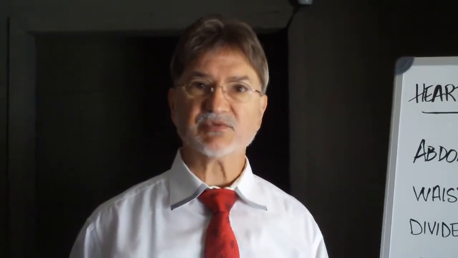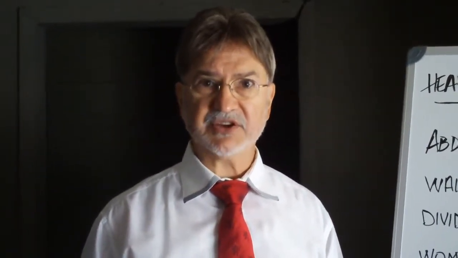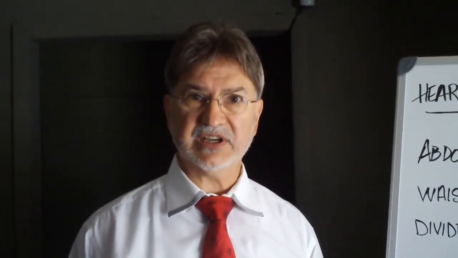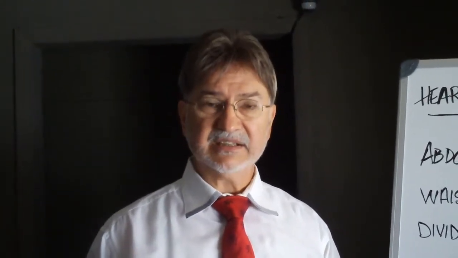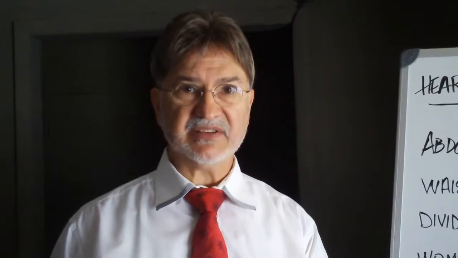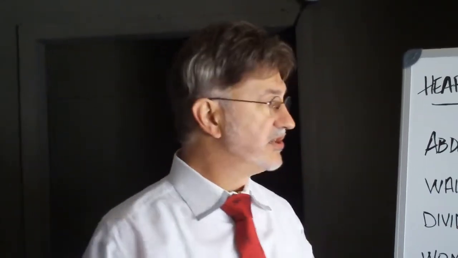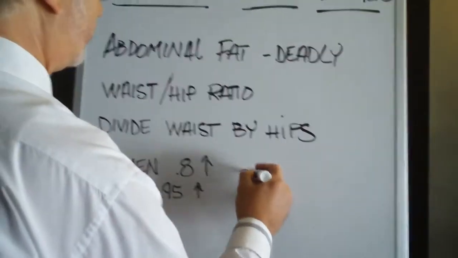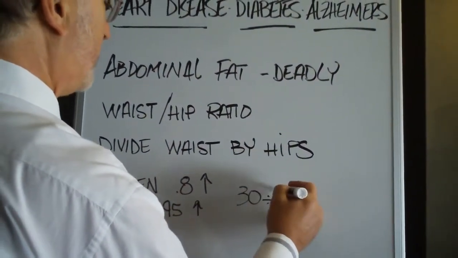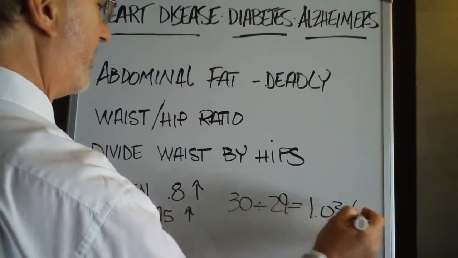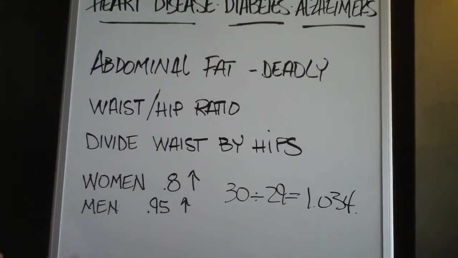Now, in order to assess this, what we do is just a simple thing that you can do at home. It's taking your waist to hip ratio. So what you're going to be doing is measuring your waist and then measuring your hips. Now, you're going to divide the waist by the hip. So we'll just say that a woman has a 30-inch waist and 29 inches around her hips. So what she's going to do is just divide the 30 by the 29, and we come up roughly with 1.034. That's the ratio of the waist to the hips.